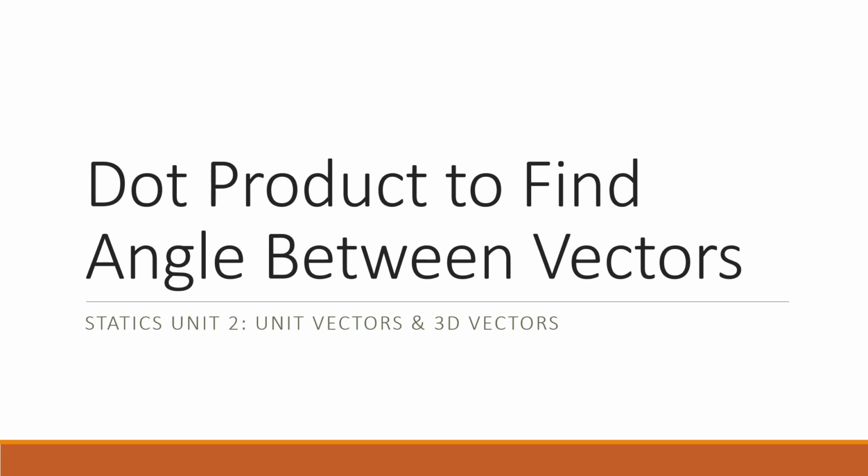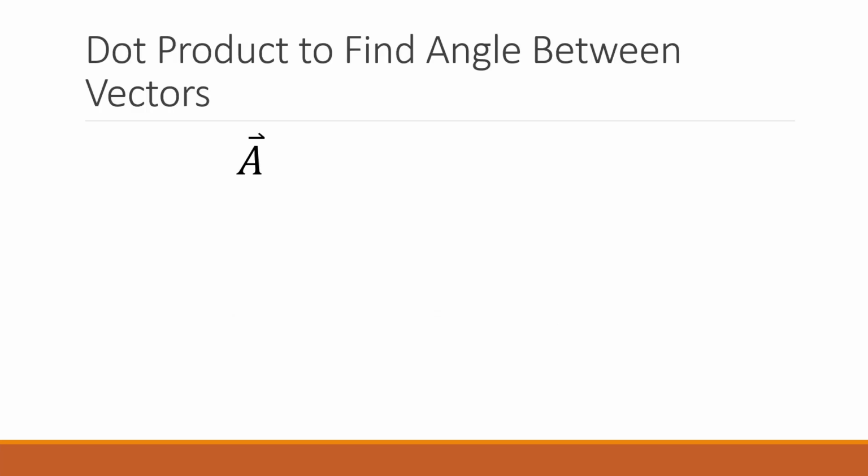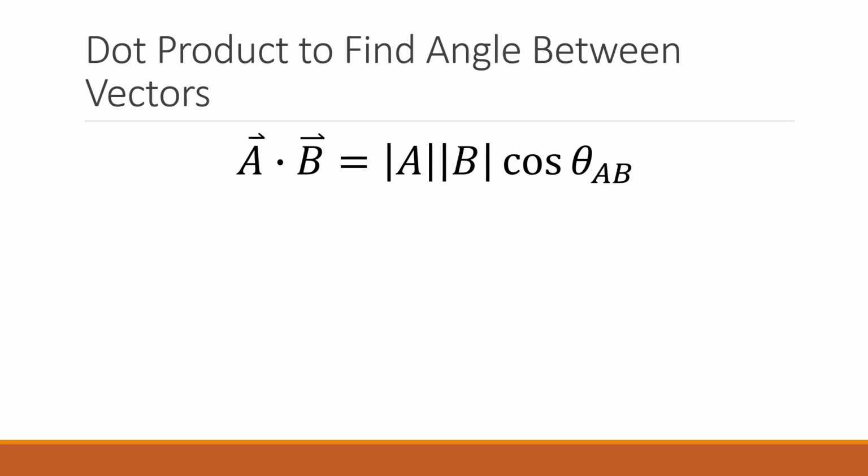Using the dot product to find the angle between vectors. The equation we use to find the angle between vectors is we set our dot product between those two vectors equal to the magnitude of the first vector times the magnitude of the second vector times cosine theta AB. Theta AB is the angle between the first and the second vector.